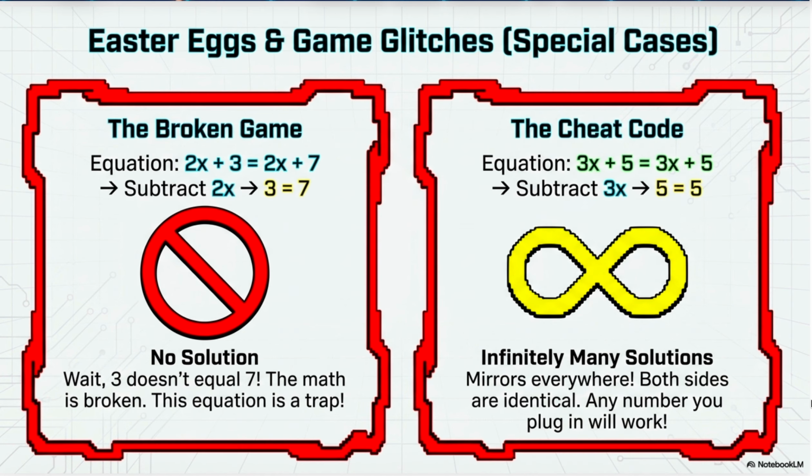Sometimes variables on both sides equations do not have one normal answer. On the left, 2x plus 3 equals 2x plus 7. If I subtract 2x from both sides, I get 3 equals 7, which is not true. That means there is no solution. On the right, 3x plus 5 equals 3x plus 5. If I subtract 3x from both sides, I get 5 equals 5, which is always true. That means there are infinitely many solutions. So when the variables disappear, check what the numbers say.